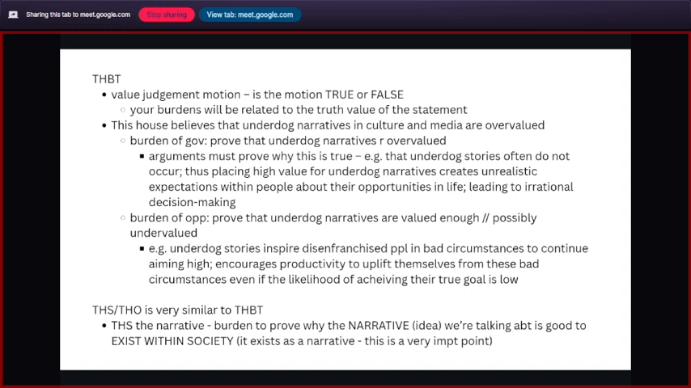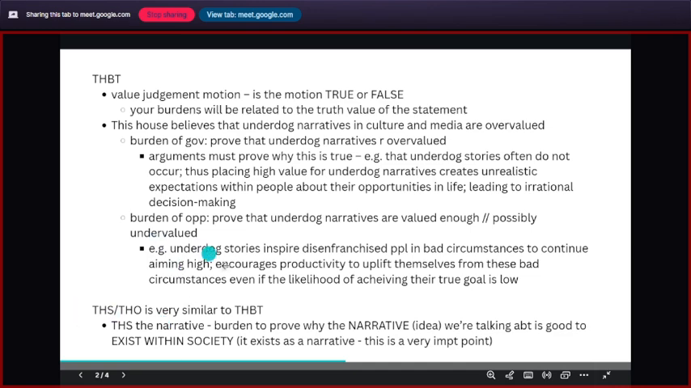This house supports and this house opposes, right? Now this is very similar to this house believes that. It's just that, for example, we can just say this house supports the very high valuation of underdog narratives in culture and media, right? It's often rephrased in that form. It's very similar, I would say. It's not really a hard leap from this house believes that to this house opposes or this house supports, right? So I think this is pretty easy.